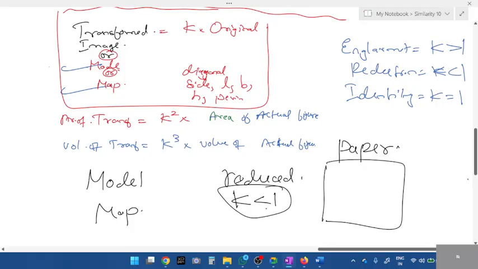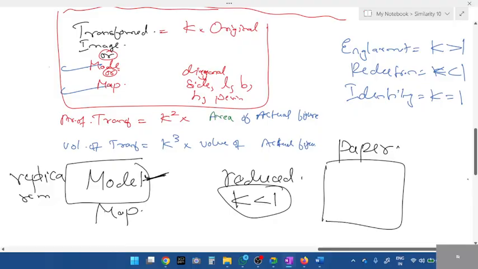You take a globe, it is reduced. Next, model. Model can be increased or decreased. Have you seen this Taj Mahal model? They sell them like toys. That's a model. We call that a model, meaning replica or remake. When you remake a big object into a small one, we call it a model, students.